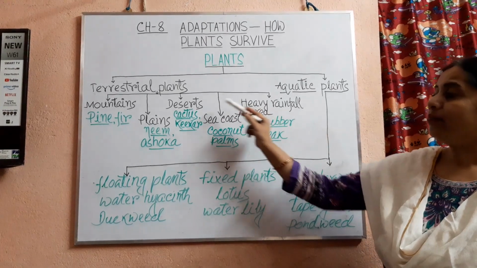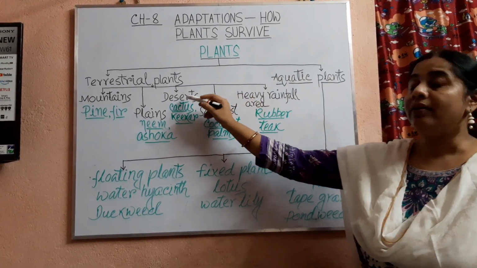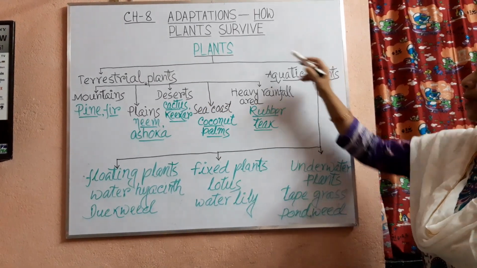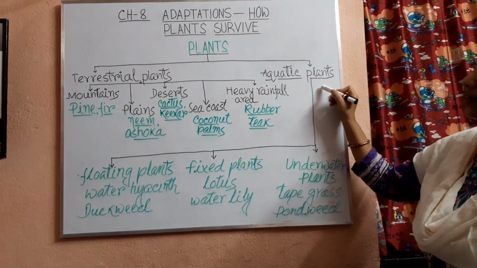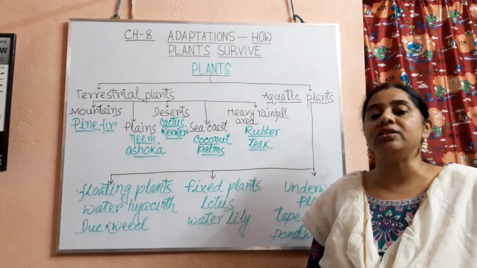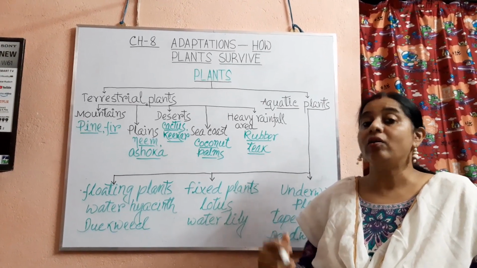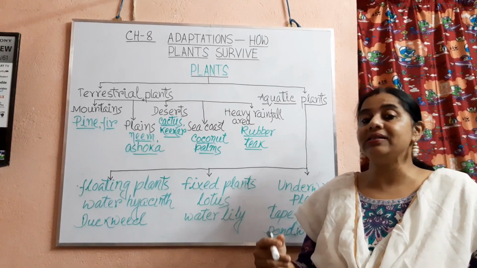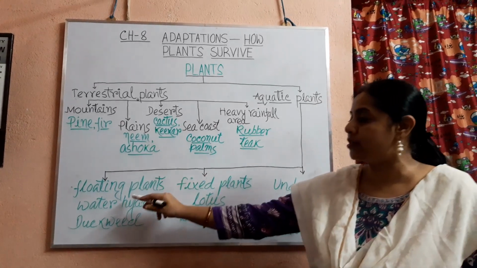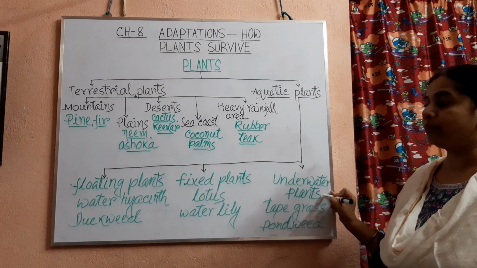Students, these are all about the plants or trees that grow on land. Got it? Now come to the second type of plants, that is aquatic plants. Aquatic plants are the plants which grow in water. The plants which grow in water or underwater are known as aquatic plants. They are also classified into three types: floating plants, fixed plants and underwater plants.